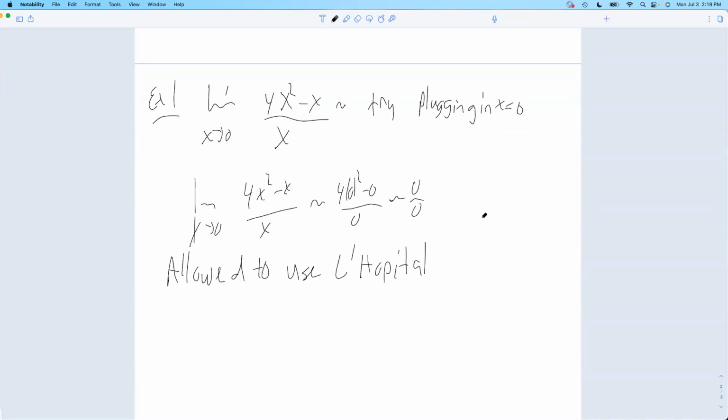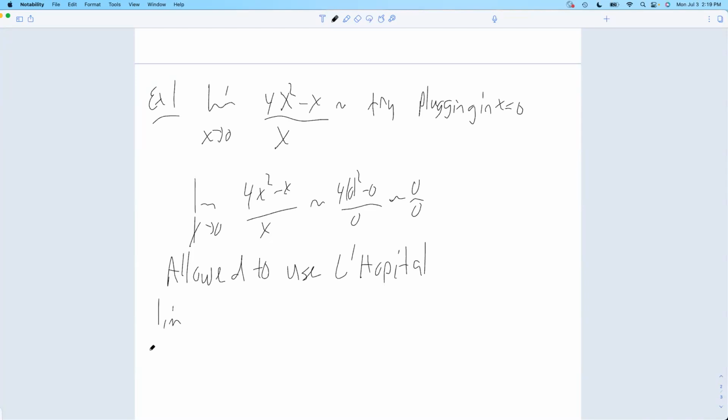Once we use L'Hopital's rule, if we get an answer at the end and I say the limit is 3, then I was allowed to write all these equal signs. If I don't get an answer, then the original limit didn't exist and I wasn't allowed to write all these equal signs.